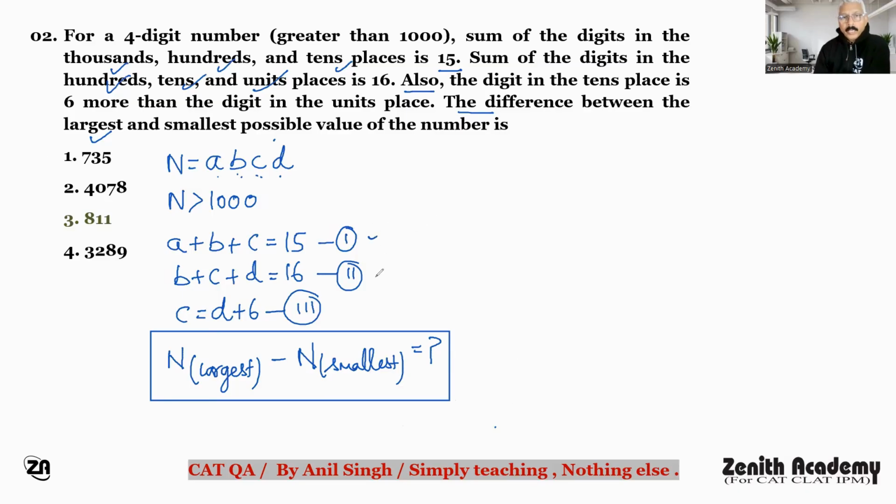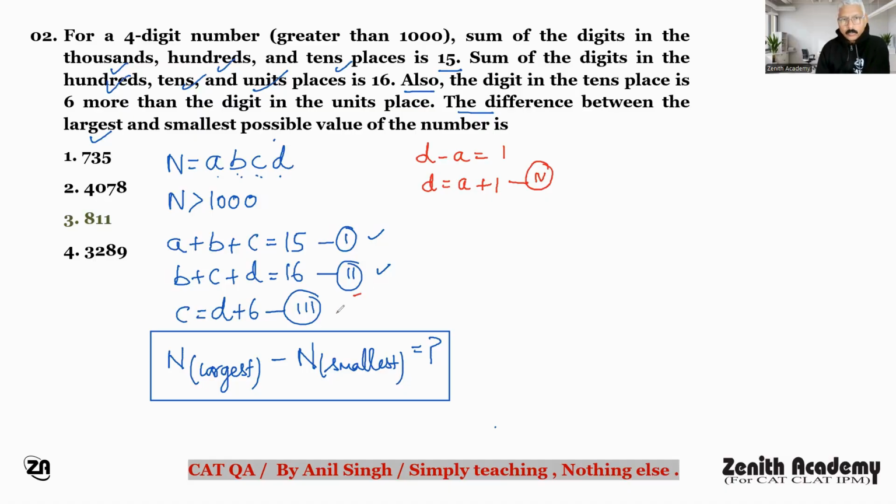So from 1 and 2, it is very clear. If I subtract equation number 1 from 2, then B and C cancel. So D minus A. So from 1 and 2, D minus A is 1. It means D is equal to A plus 1. Suppose it is fourth relation.